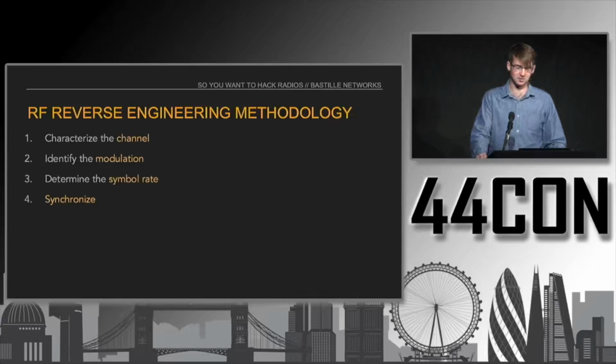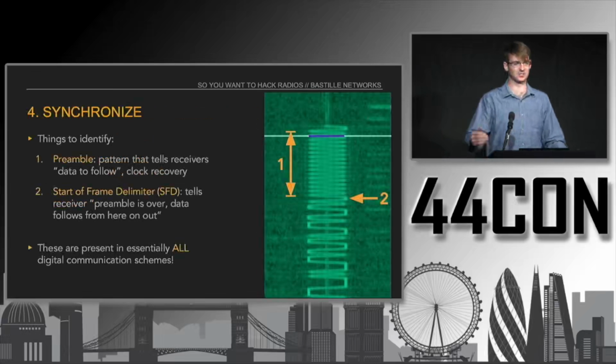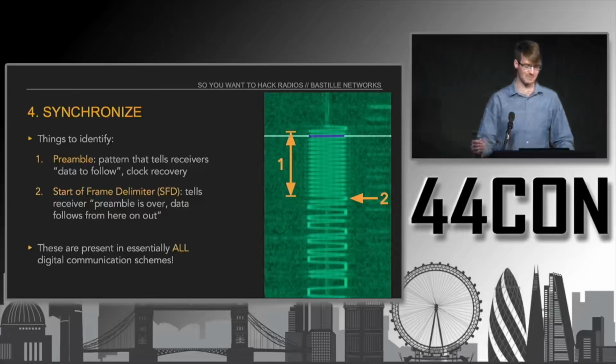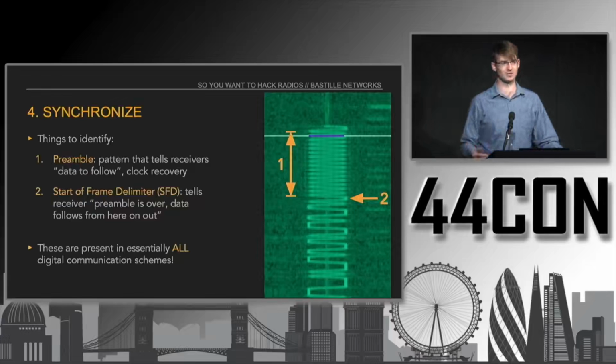Step 4 is to synchronize, and that essentially exploits the periodicity that we observed in the example signal we put up earlier. So we noted that the top half of the signal had a very predictable pattern of oscillation. In the bottom, it became a little more erratic. That's because the top half of that signal was a preamble. And a preamble is essentially a pattern that tells a receiver that data is about to follow over an on-air transmission. It's also used for clock recovery. That's a little more complicated. We'll mention that briefly, but we won't go into too much detail there.